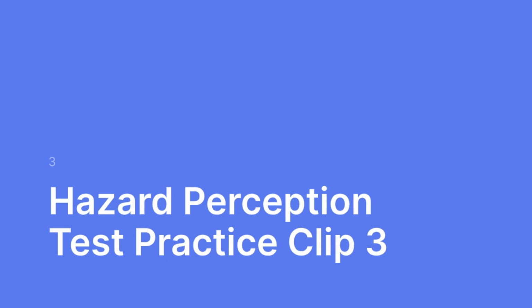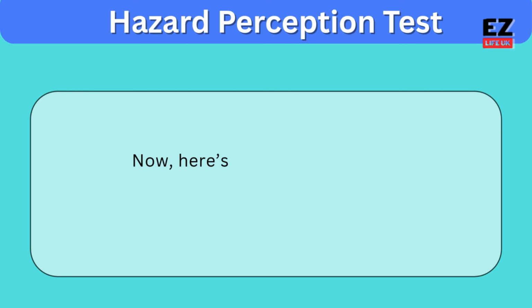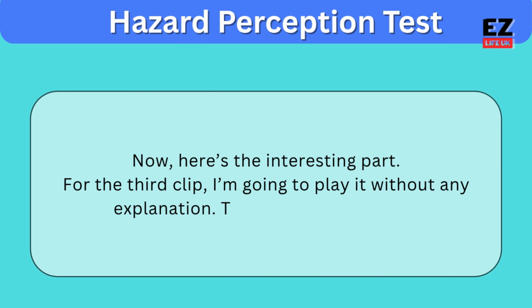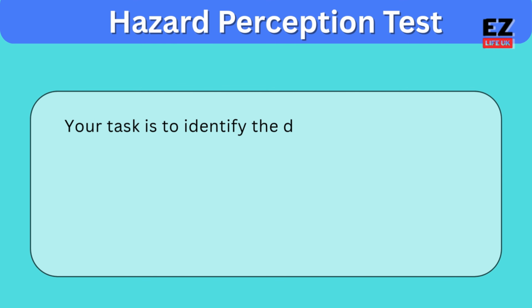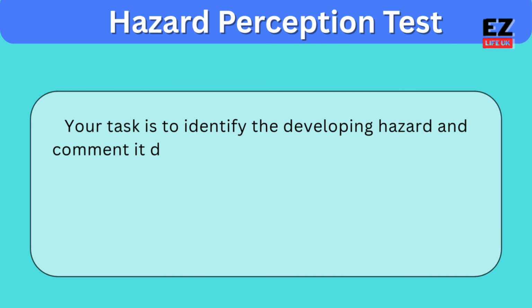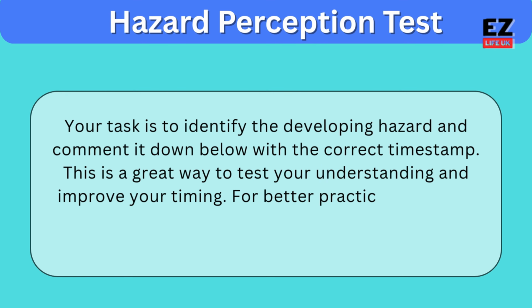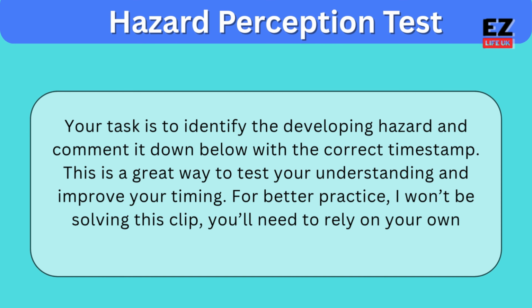Clip number 3. Now, here's the interesting part. For the third clip, I'm going to play it without any explanation. This time, it's your turn. Your task is to identify the developing hazard and comment it down below with the correct timestamp. This is a great way to test your understanding and improve your timing. For better practice, I won't be solving this clip, you'll need to rely on your own judgment, just like in the real test.